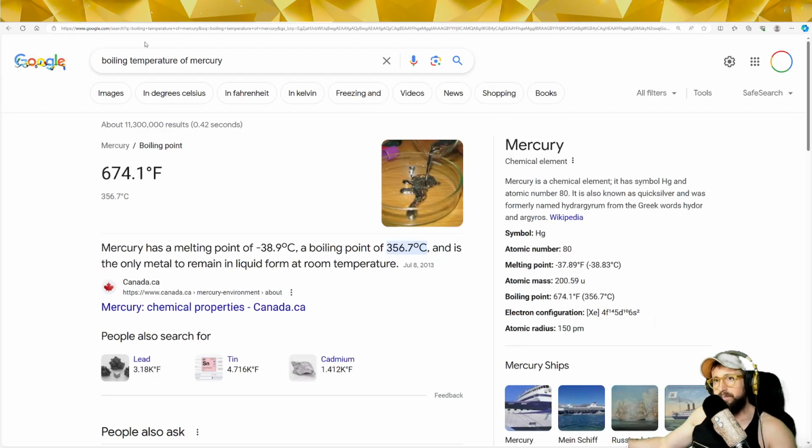I think it's very low, dude. Oh, actually, that's not very low. 674 degrees. It's pretty hot. Wait, it has a melting point of negative 38.9 degrees centigrade. That's why mercury is a liquid at room temperature. Yeah, but it doesn't boil at room temperature. I'm trying to think what boils at like room temperature.